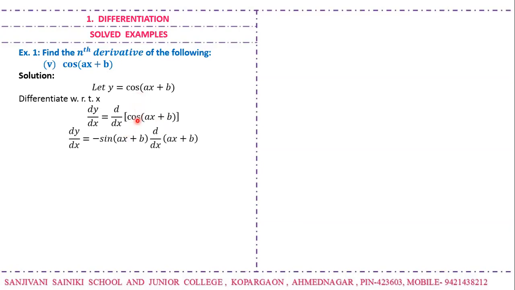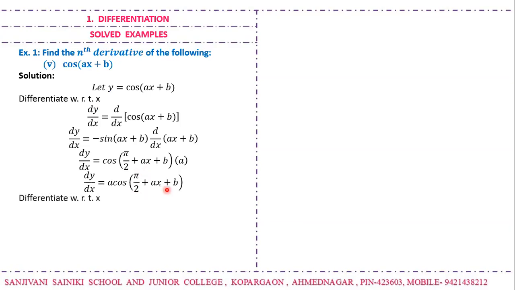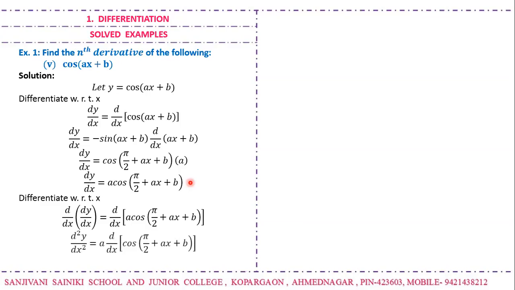So here we have to again use the allied angle formula. So minus sine theta I can write as cos of (90 plus theta), which is minus sine theta, into d by dx of (ax plus b). So we get the first derivative as a cos of (pi by 2 plus ax plus b). Again differentiating with respect to x. Now a is a constant, so the derivative of cos of f of x is minus sin f of x into f dash of x. But f dash of x means d by dx of (pi by 2 plus ax plus b).